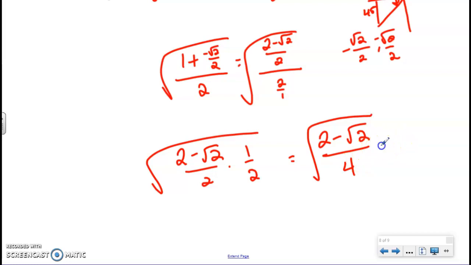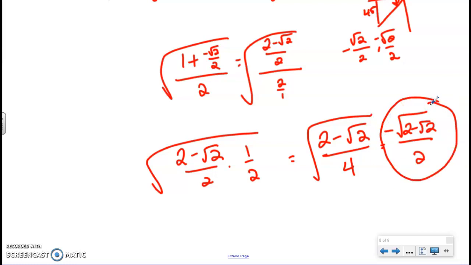And then I can simplify that to get the square root of 2 minus the square root of 2 over 2. And then I know it's negative because it's in that quadrant and cosine is negative in that quadrant. You can't do anything to simplify that, so we actually leave that with the 2 square roots in there.